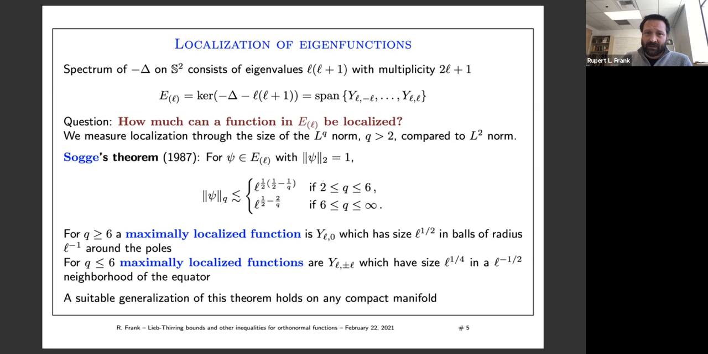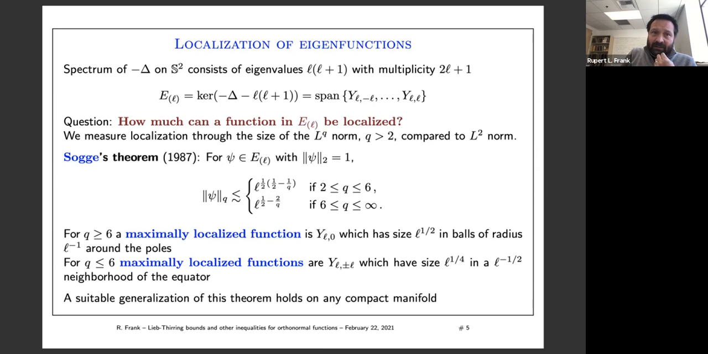What do we mean by this? One way of doing this is we could look at the LQ norm of the functions with some Q greater than 2. The functions are normalized in L2 all the time. But now we ask ourselves, how big can the LQ norm be? And that question was asked and answered by Zog in 1987.